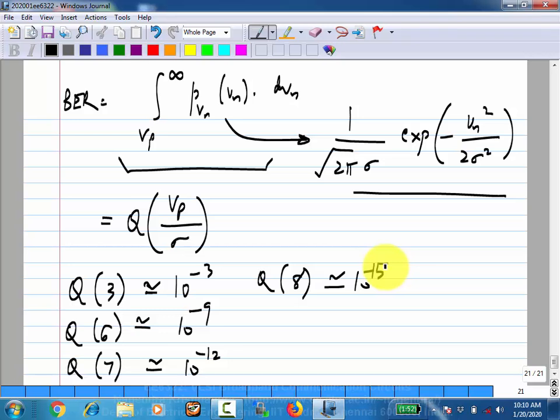So this means that if you had 5 millivolts of noise sigma, then you need 40 millivolts of signal amplitude at the input of the slicer to get an error rate of 10 to the minus 15. If you have 40 millivolts or higher, that is 8 times the sigma, you will have a bit error rate of 10 to the minus 15 or lower. Is this okay?